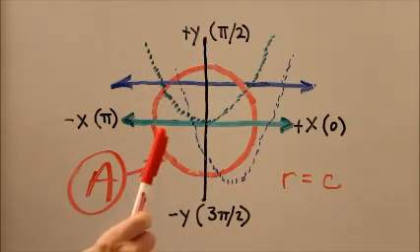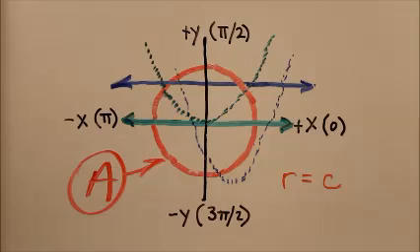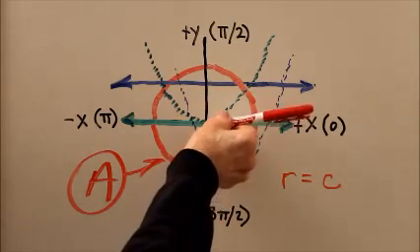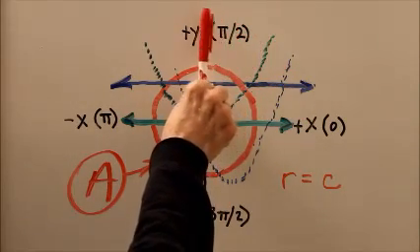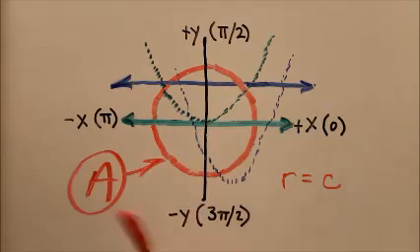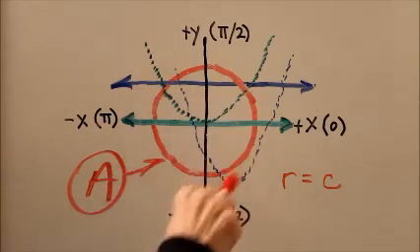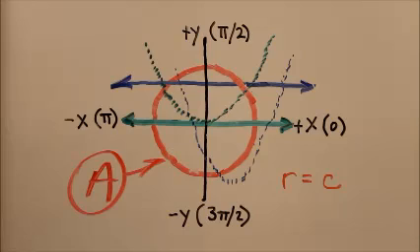Remember again, in this course we are treating the angle as the independent variable and the radius as the dependent variable. The equation of a circle centered at the origin in polar coordinates is always r equals c, where c is some real number constant.